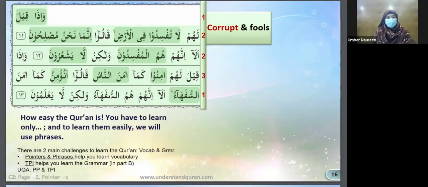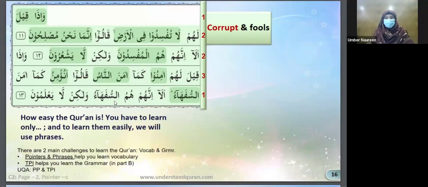Where will we point our fingers when we say anu'minu? To ourselves, with one finger. Okay, kama amana as-sufaha'u. Ism, fail or harf? Ism. Innahum hum as-sufaha'u walakin la ya'lamun. Ya'lamun is ism, fail or harf? Fail. And singular or plural?